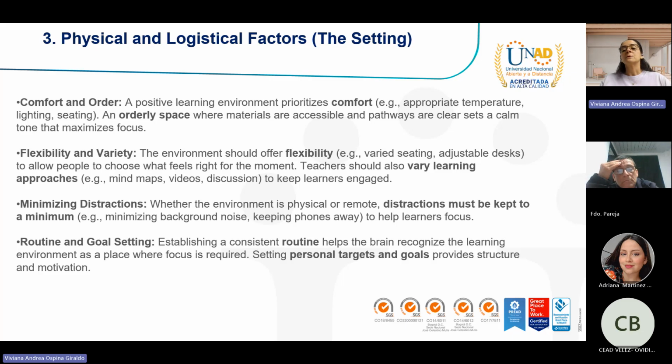We need to be flexible. I know that we are in an educational system that can be very rigid. However, it is our opportunity as mediators to flexibilize it. We need to vary how our classroom looks, if it's possible. We need to adjust the desks, allow for people to choose where they sit, if it's okay for a moment, right?